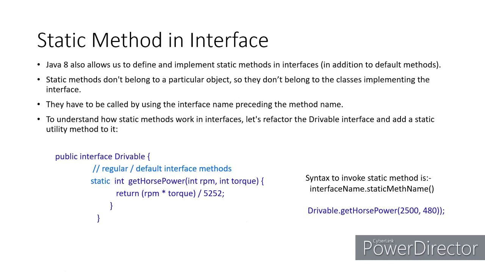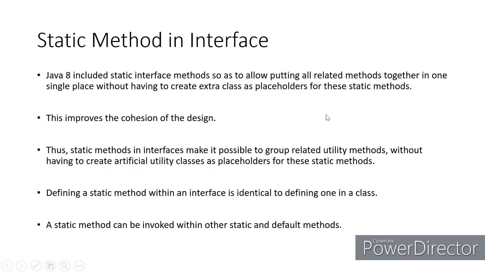Why create a separate class and put this single method there, and keep the rest of the methods of drivable like apply brake and drive inside the drivable interface? Why separate them out? All these methods are really related to each other. They are cohesive with each other. They should belong to the same entity, the same interface. So why create a separate class just as a placeholder for this method? So that is what it is saying. Avoid creating an extra class as a placeholder for this static method.